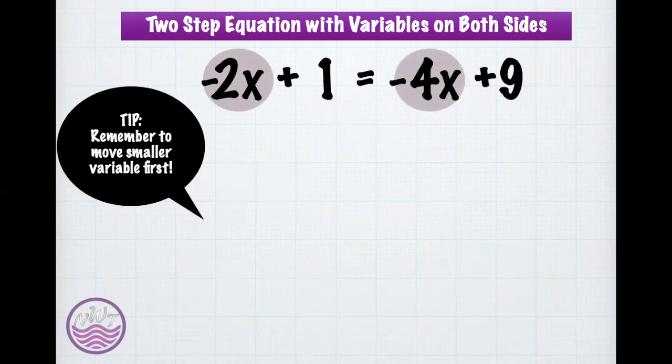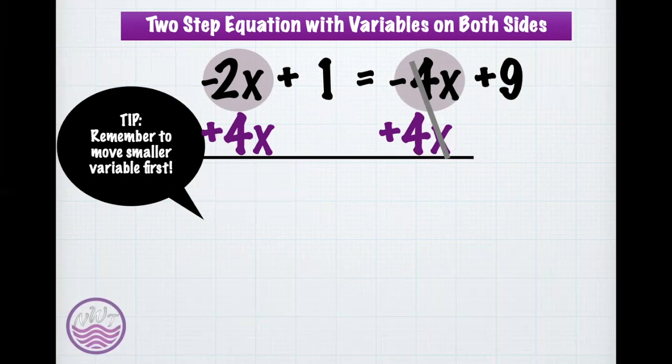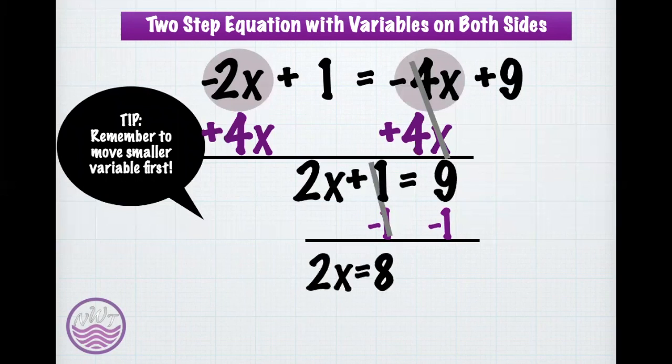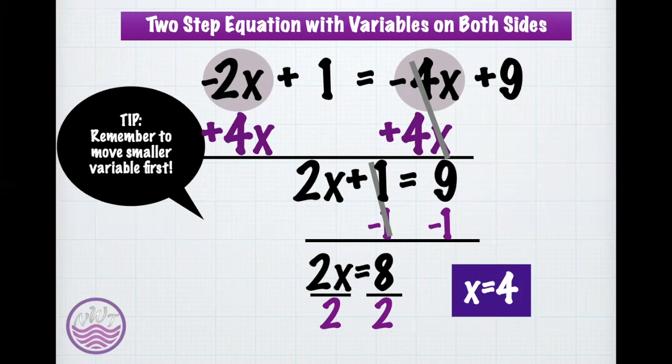So I'm going to add 4x to both sides, because that's my inverse, and those will cancel out. Then you're left with -2x plus 4x, which gives you 2x. And the 1 and the 9 will both drop down. So now I'm going to subtract 1 from both sides, and those will cancel out. And again, I'm leaving that variable to the very last step. I'm going to divide by 2 on both sides. And my final answer is going to be x equals 4.